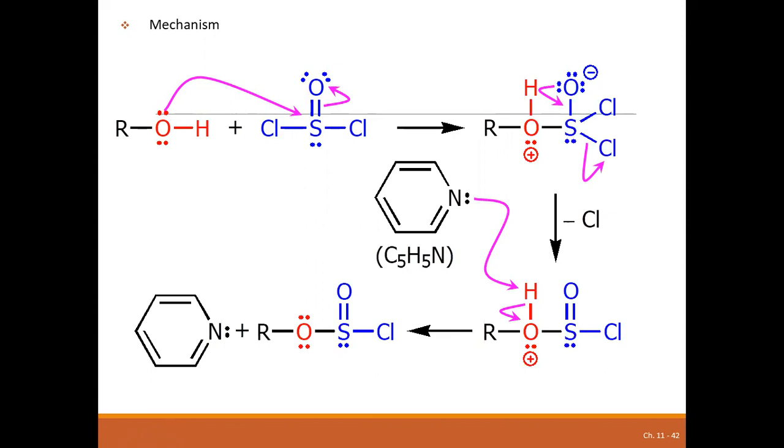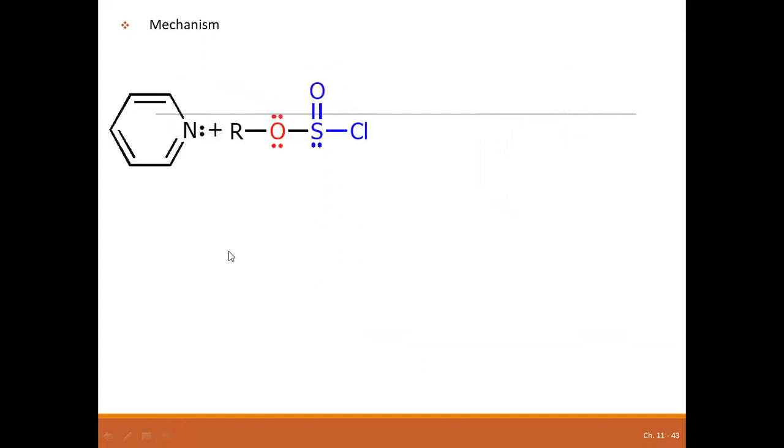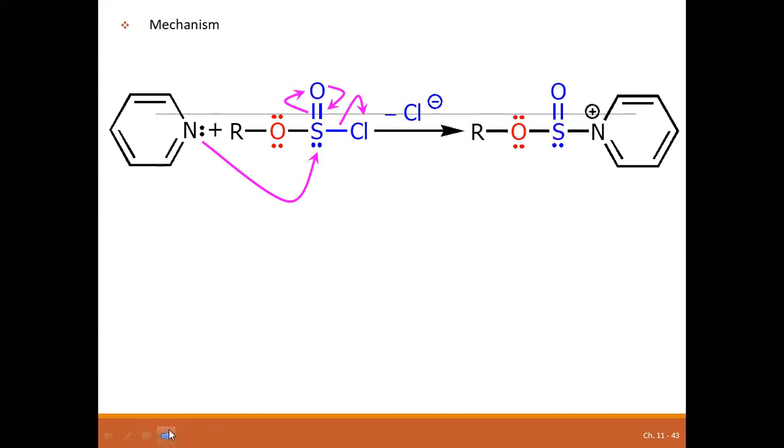There's a name for this. Your alcohol derivative is called a chlorosulfite. Now once you have this structure, RO-S double bond O-Cl, what will happen is that the electrons in your nitrogen from your pyridine can attack your sulfur. When it attacks, the electrons go back and the chloride will leave. And you have your RO-S double bond O, the pyridine ring, and it's protonated.